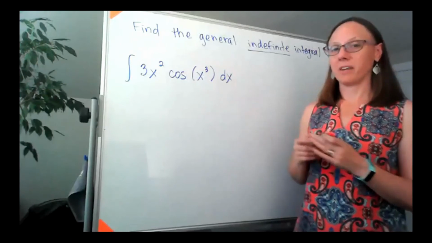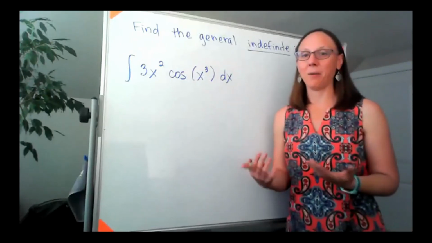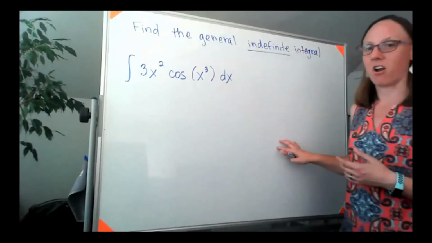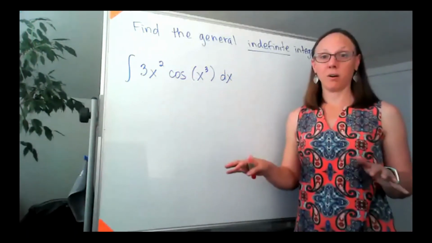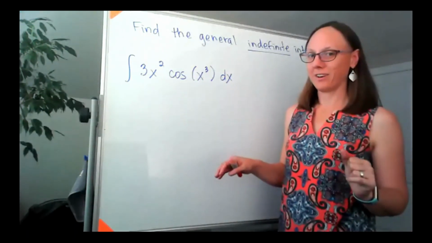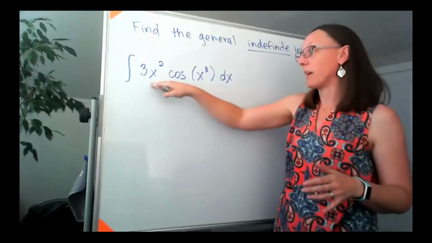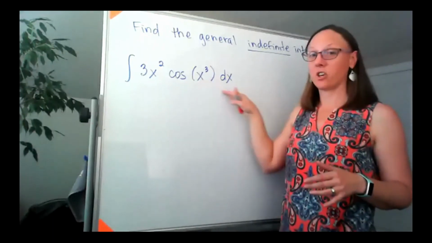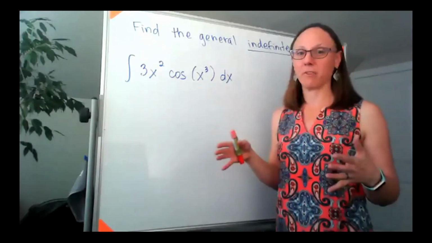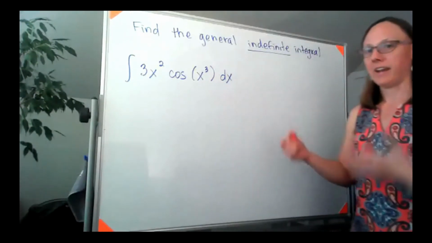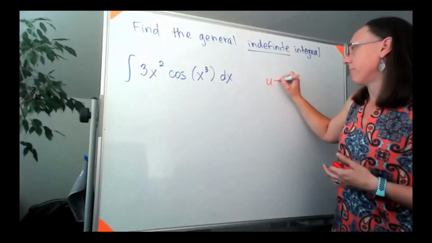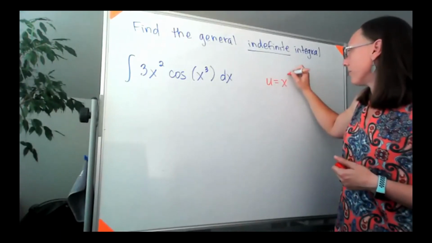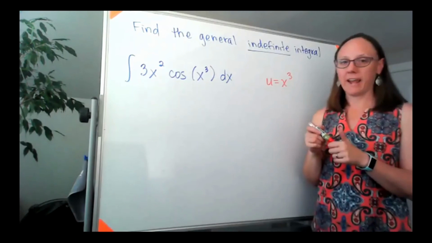So I've got something here, and I'm going to build my vocabulary list off to the side. And here's what I mean. This has a couple ugly parts. You might argue the cosine is ugly, but really, I got a 3x squared, I got a cosine, I got an x cubed, I got a dx. There's all kinds of stuff going on in there. And I'm going to start my vocabulary list by letting u be equal to x cubed.